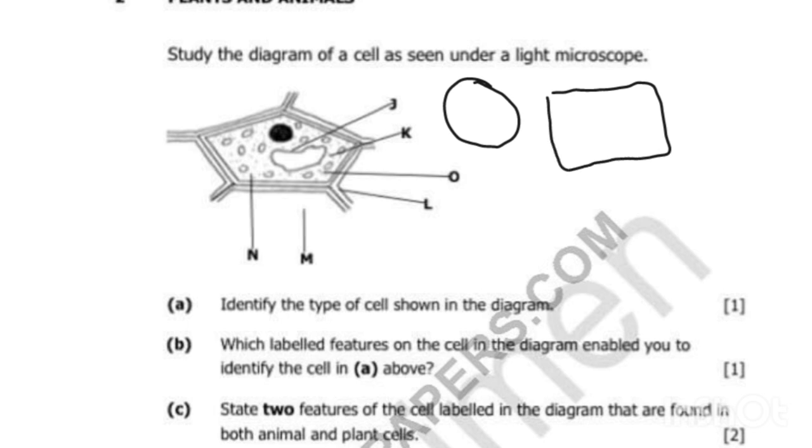We know that a plant cell has the outer layer, which is the cell wall, and the cell membrane. The animal cell has only the cell membrane without the cell wall. So from what we are saying here, what do you think this diagram is representing? Is it an animal cell or a plant cell? It is a plant cell.